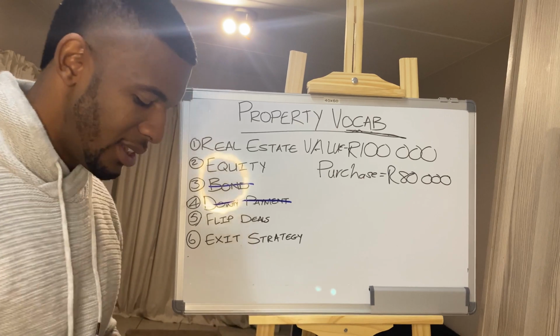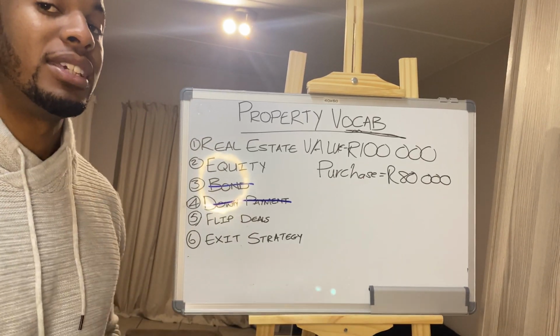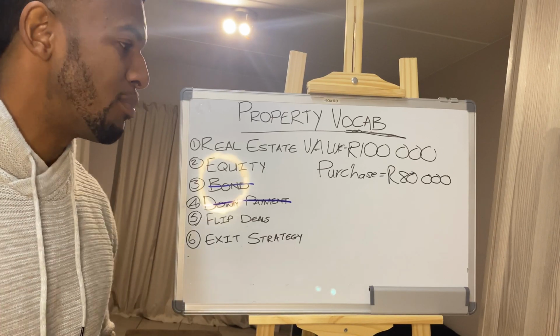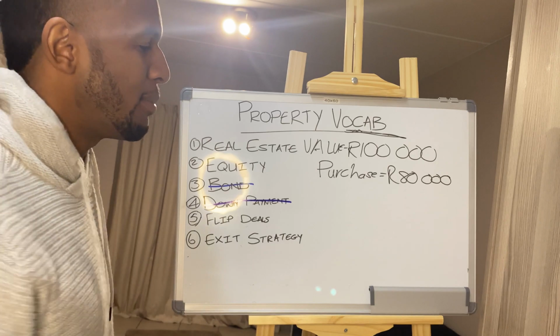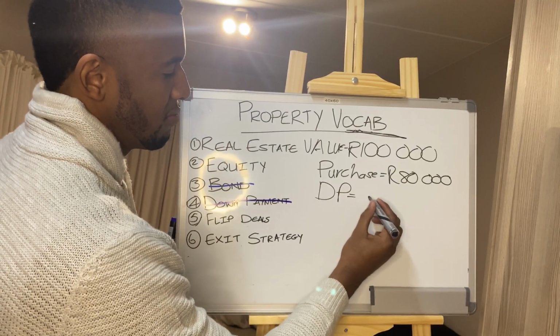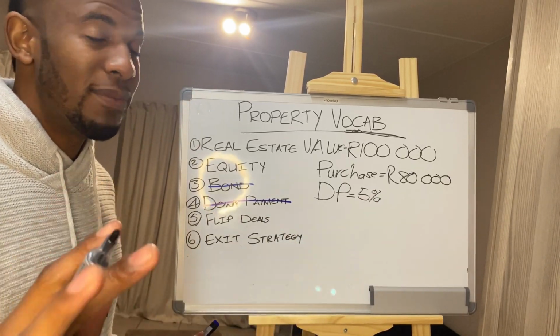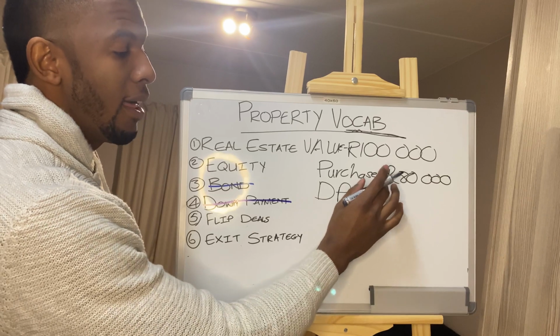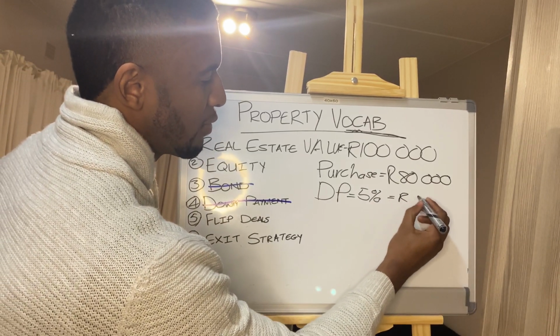A down payment is money you put up front in order for the bank to give you your bond and for it to be approved. Let's say the bank wants a down payment of about 5%. This down payment is 5% of the purchase price, which here we're looking at around about 4,000 rand.